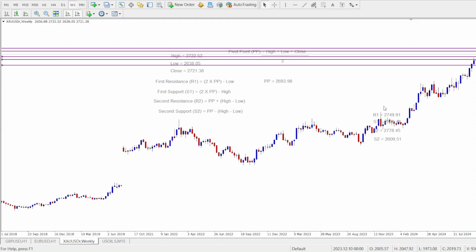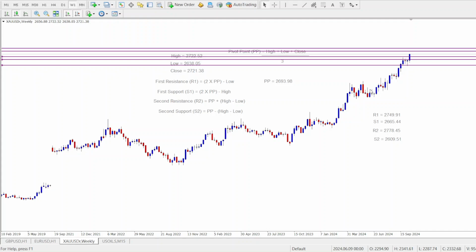Now, the third pitfall to avoid is not adjusting for volatility. Markets can be volatile and levels may not hold if there's a significant news event. So be prepared for price spikes and adjust your risk management accordingly. Very, very important. Now, the fourth point is focusing on one time frame. Pivot points can vary across different time frames. So you might want to always check multiple time frames to get a clearer picture of support and resistance levels.